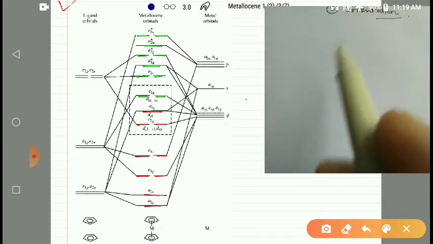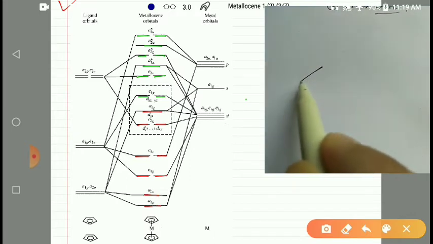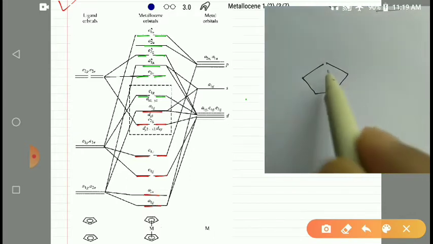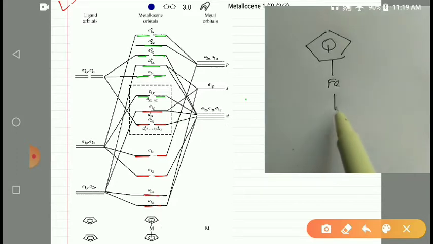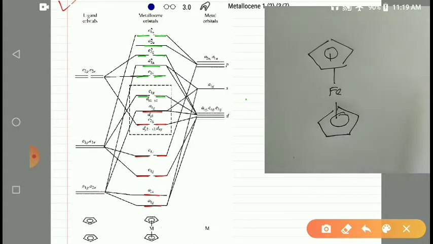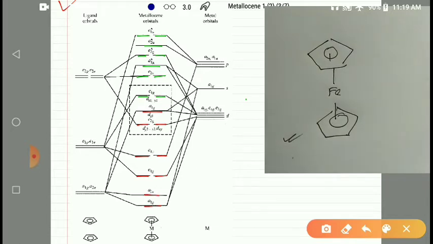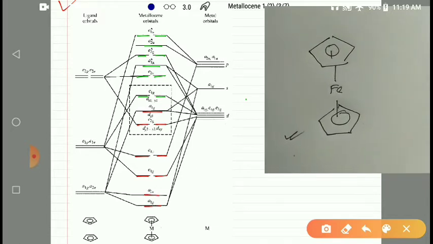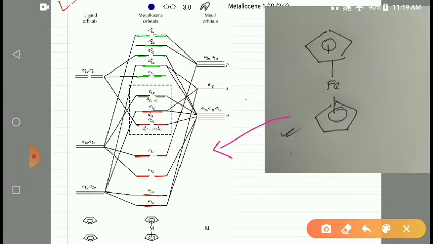of formation of bonding. Mainly we are talking about this ferrocene, and this is also for other metallocenes. So please remember, this molecular orbital diagram is for ferrocene as well as the other metallocenes.